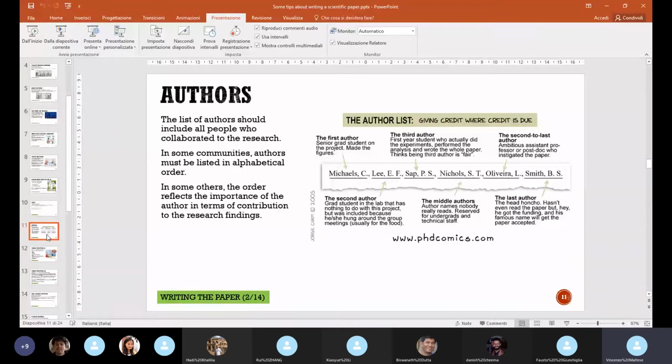In some other communities, it's a matter of importance. So usually the first author is the one who contributed the most to the research. And then you agree with your co-authors about an order of importance, and then you basically list them in order of importance. Here you see a joke in which you arbitrarily decide the importance of the authors in your paper according to your own principles of importance, let's say. So basically, you agree with your co-authors about the order of contribution, and then you list them accordingly.